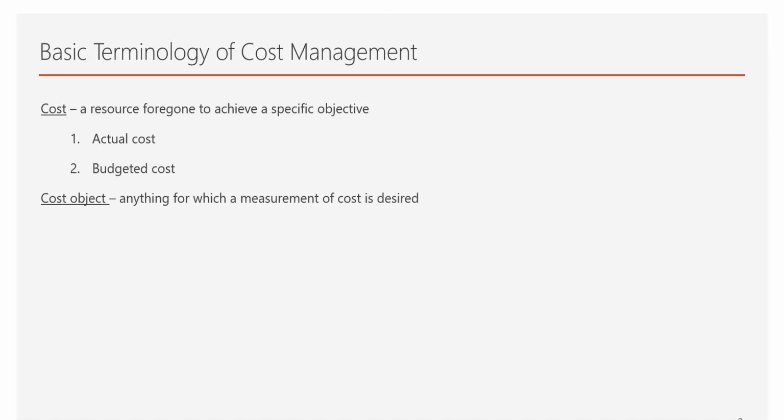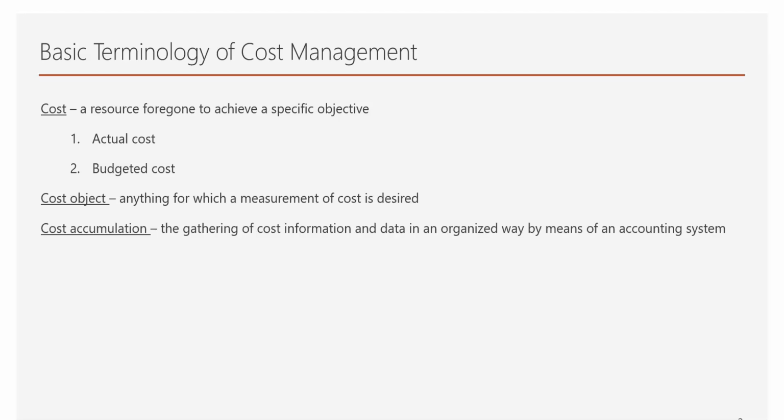The next term we want to talk about is cost object. What is a cost object? A cost object is simply anything for which a measurement of cost is desired. This can range from a simple bottle of soda to a house. It can be a car on the assembly line. It can be anything at all for which a measurement of cost is desired.